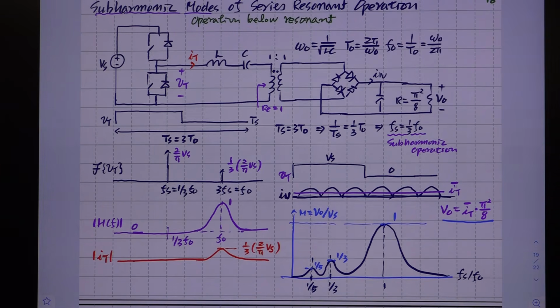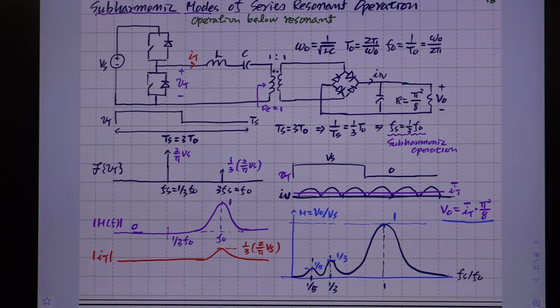Usually the switching frequency should be placed around the resonant frequency, but you can put it at 1/3 of the resonant frequency. Then the fundamental component will die out, but the third harmonic will excite the resonance. Then you still have some operation, and the converter will generate output voltage. That kind of operation is subharmonic oscillation.